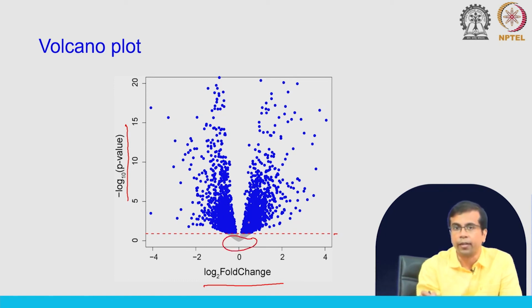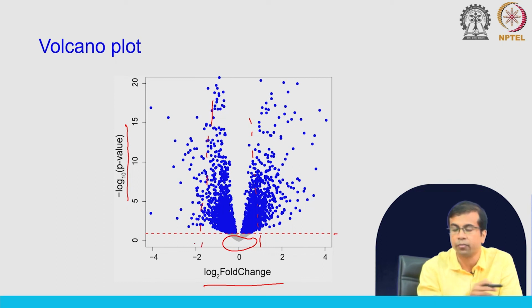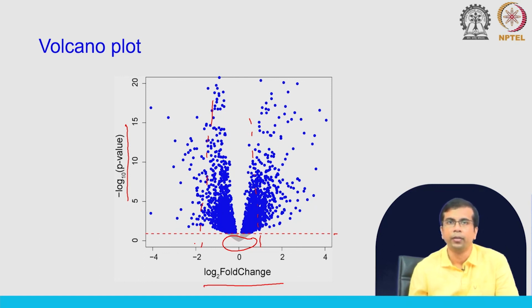You can also see what fraction of genes are showing log fold change higher than 1, or genes that are showing log2 fold change lower than minus 1. All those things you can visualize using this volcano plot.